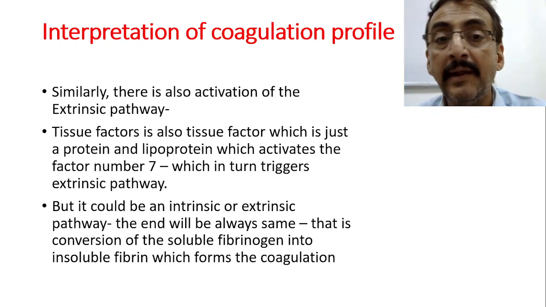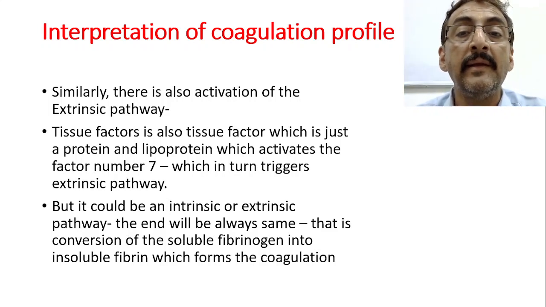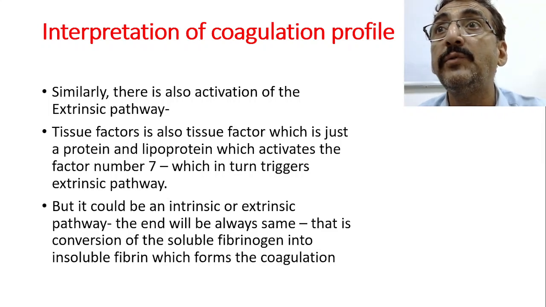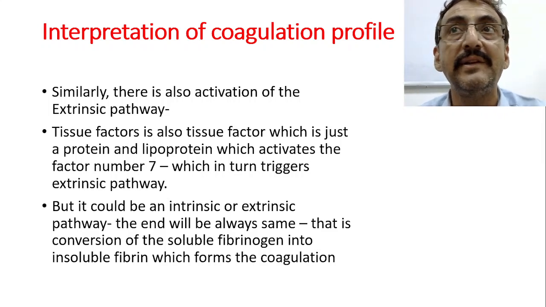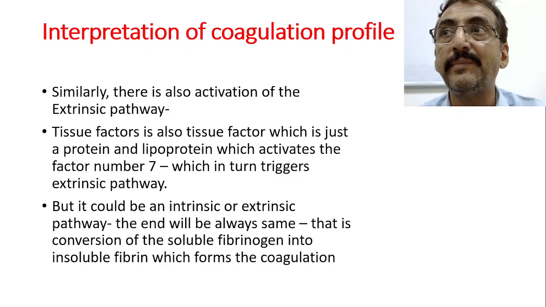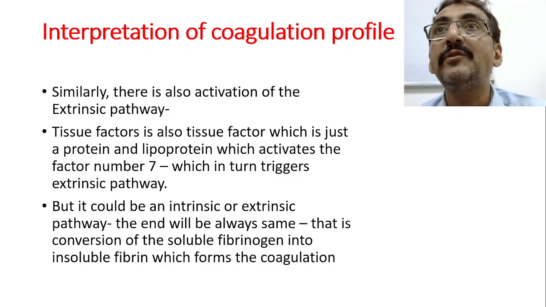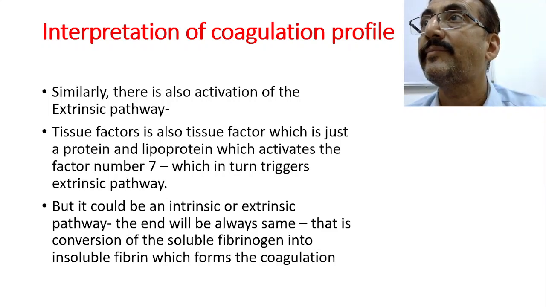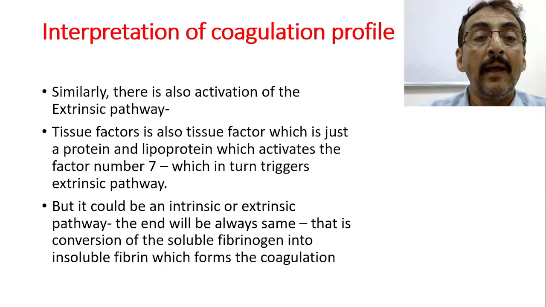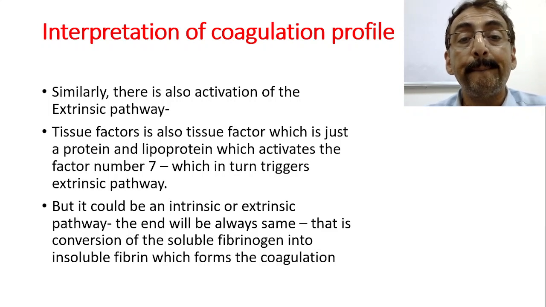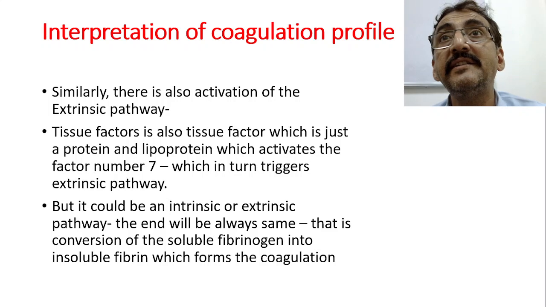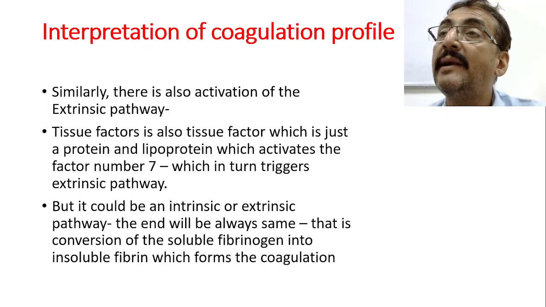Factor number 7 activates thromboplastin-like substance, because thromboplastin is very important for clotting in the extrinsic pathway. So as a result, thromboplastin is formed and the extrinsic pathway begins. It may be the intrinsic pathway, or it may be the extrinsic pathway, but the end result is the same. Both cause coagulation.